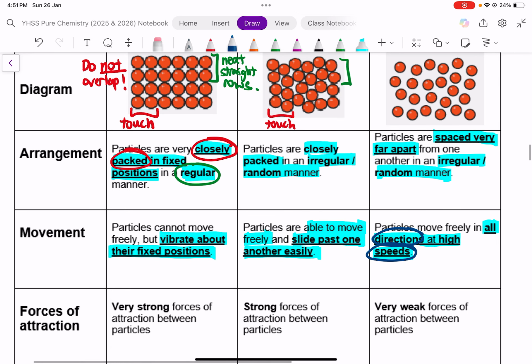Now, we shall move on to the forces of attraction between the particles. There must be some forces of attraction that attract the particles to each other. Given that in a solid the particles are closely packed, it must tell you that the forces of attraction between the particles in a solid must be very strong. Conversely, in a gas, because the particles are spaced very far apart, the forces of attraction between the particles must be very weak. So learn how to relate the packing with the forces of attraction.